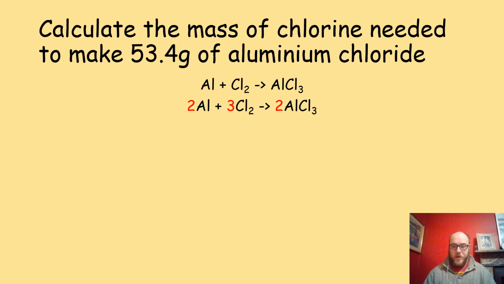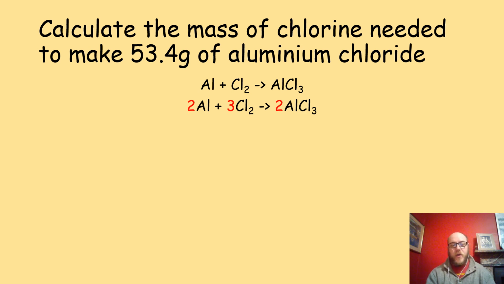Okay, so all we're trying to do is make sure you have exactly the same elements at the beginning and the end, so that mass is conserved. Conservation of mass. So what do we do now? You'll notice that I need to know how much chlorine I need to make 53.4 grams of aluminium chloride. So I don't actually care about the aluminium. I can just kind of skirt that off to the side. So now I need to know the relative molecular masses of the chlorine and the aluminium chloride. So that's what we do.